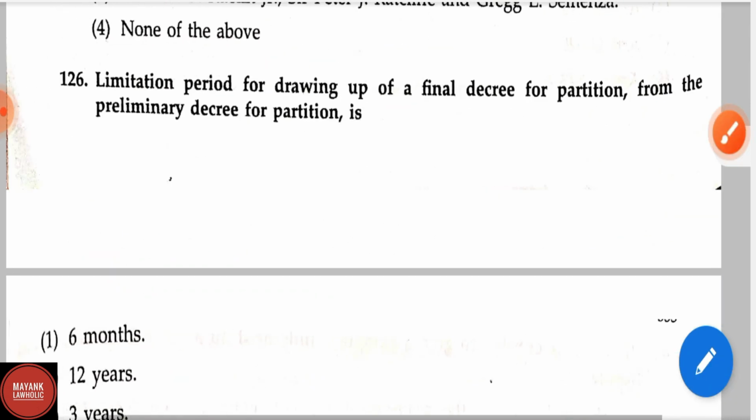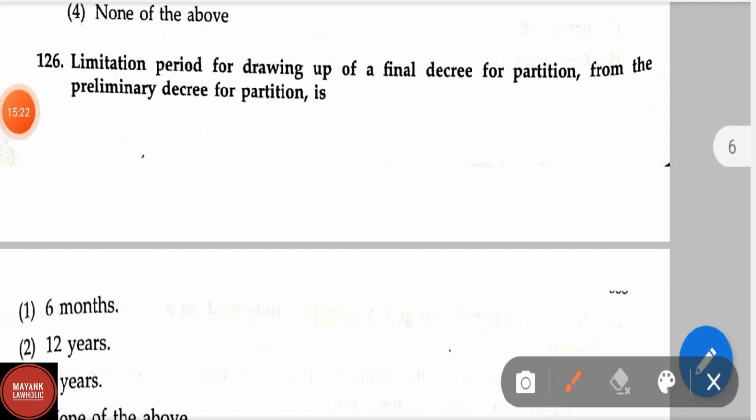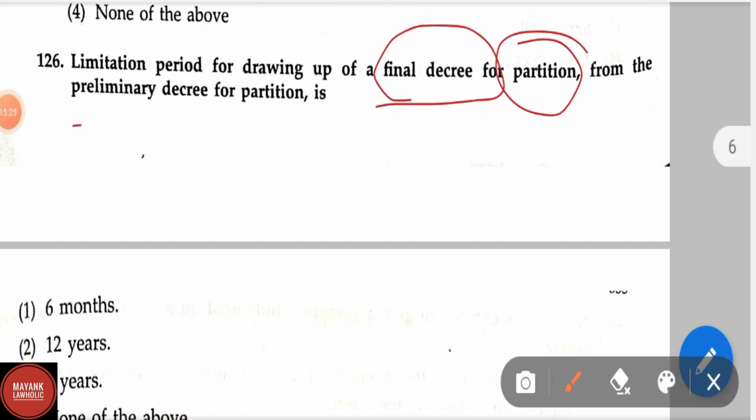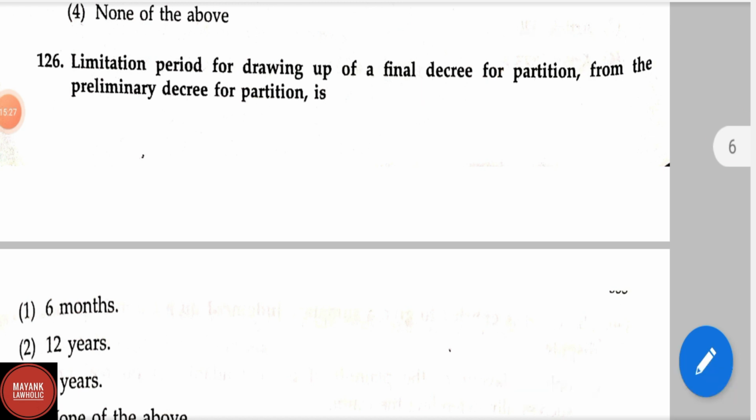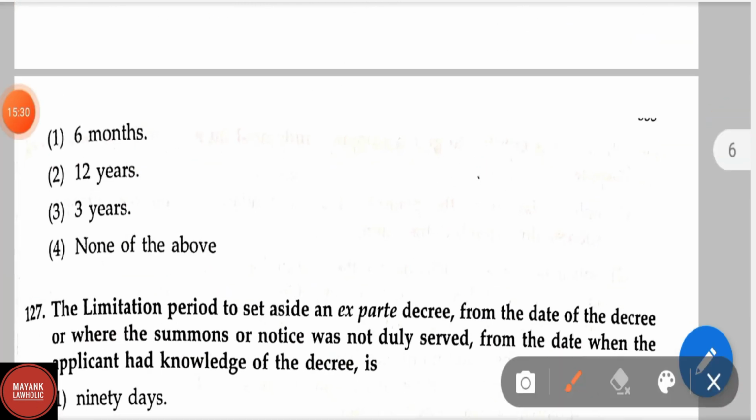Now let us see question number 126. The limitation period for drawing up a final decree for partition from the preliminary decree for partition is... Options are 6 months, 12 years, 3 years and none of the above. In this question, the correct answer is none of the above.